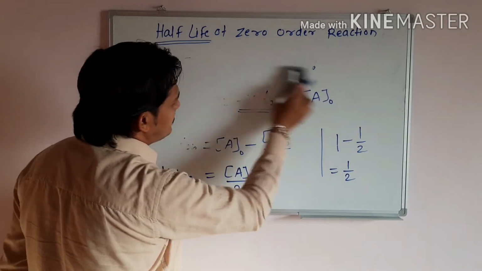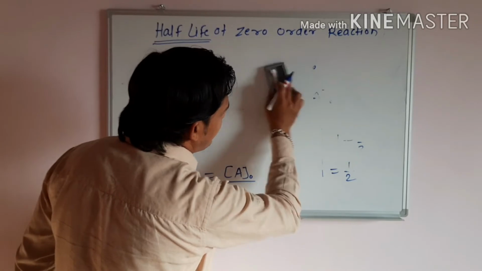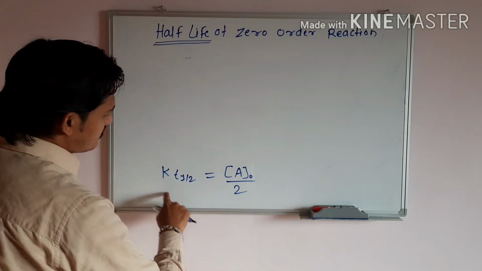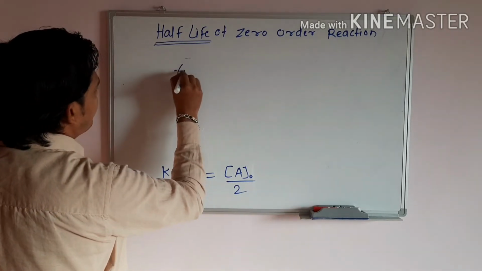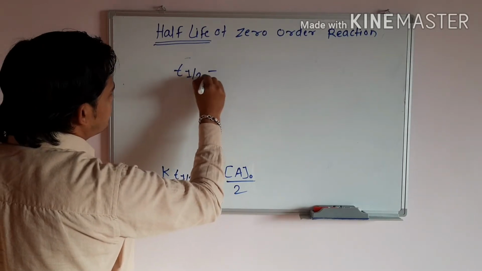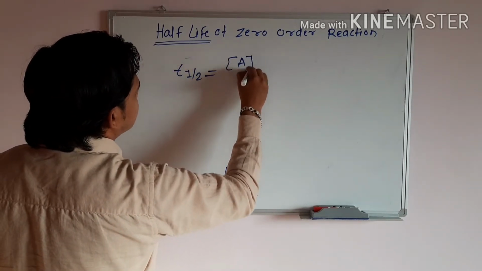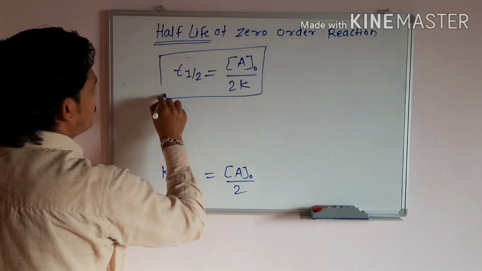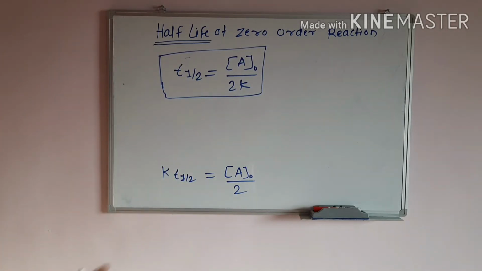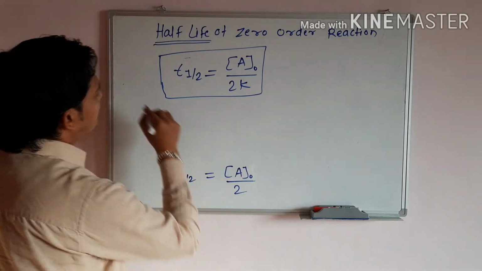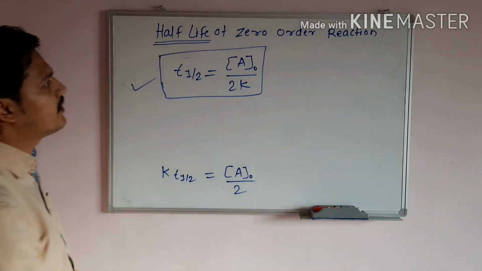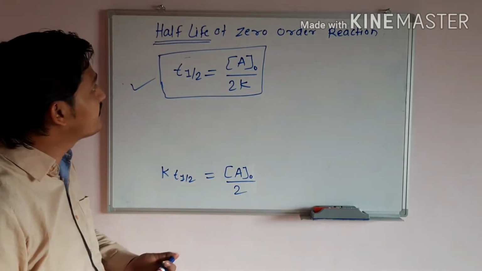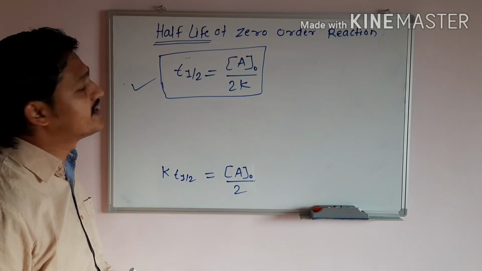The next form of our equation: I am converting k to the right side. So T1/2 is equal to A0 by twice of k. T1/2 is equal to A0 by 2k. This is the final equation for the half-life of a zero order chemical reaction.